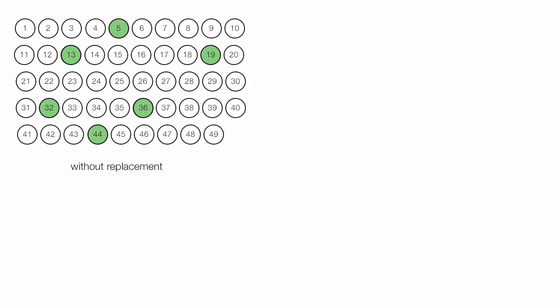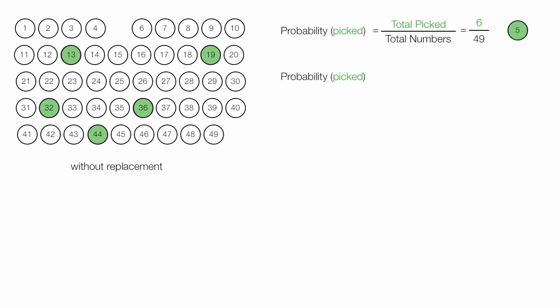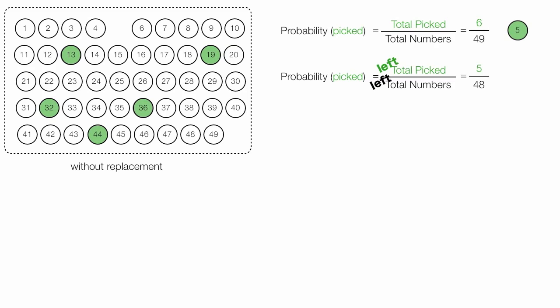So what's the probability of picking a green ball? It's total picked out of total numbers. In this case, it's 6 out of 49. So I pick one of the numbers, one of the green ones. Now the probability of picking the next number is the total picked left over divided by total numbers. And it's going to be 5. So I have 1, 2, 3, 4, 5 numbers left over. That's where that 5 comes from, out of 48. There's 48 numbers left over too. So it's 5 out of 48. And I'll bring that over there.